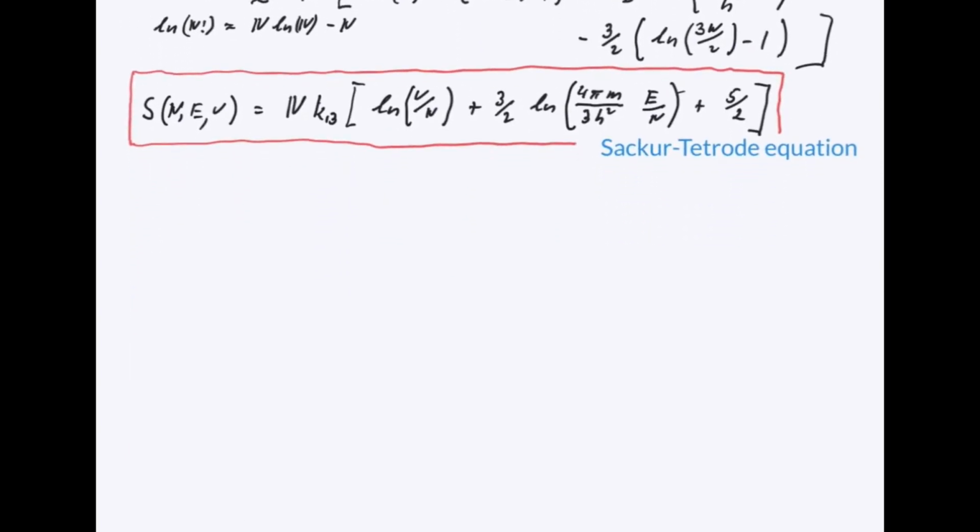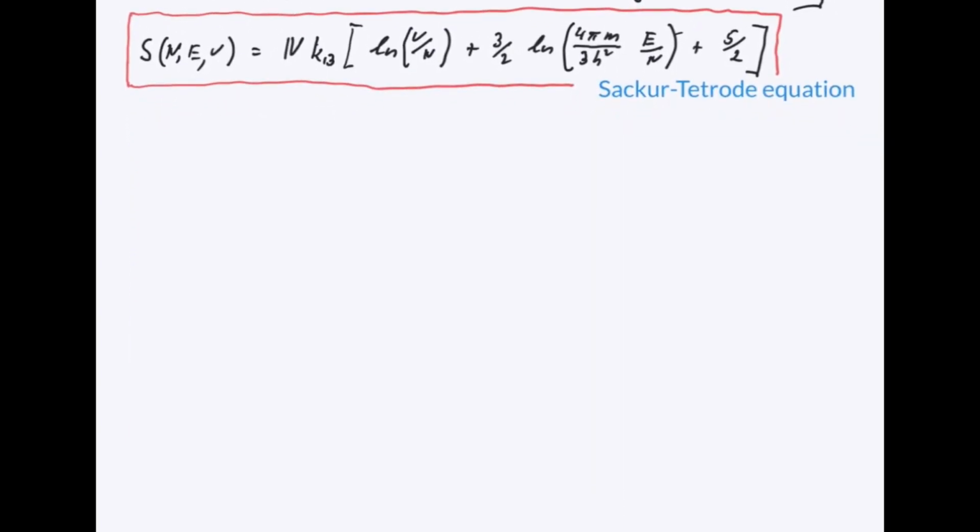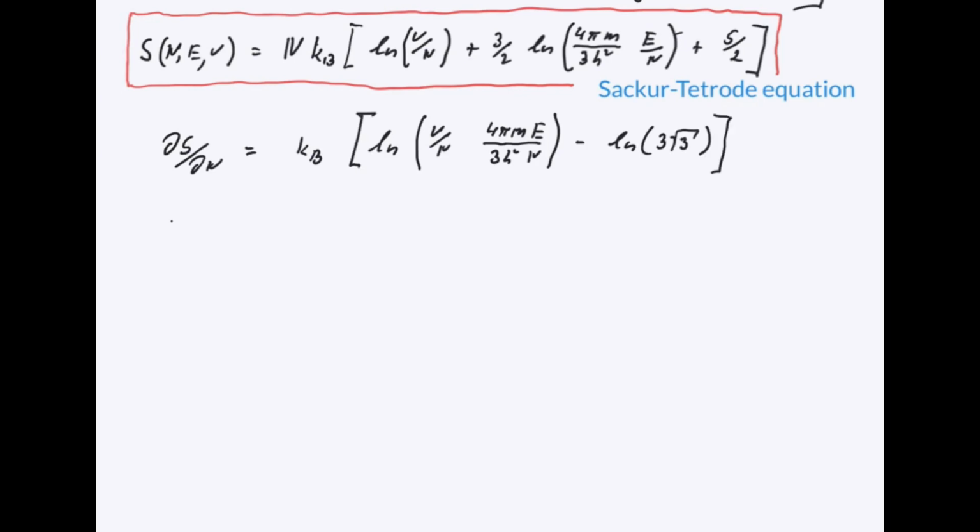If we now want to analyze the equilibrium between two systems, we have to calculate the partial derivatives of the entropy with respect to all the parameters. For the partial derivative of the entropy with respect to energy, we get a very simple equation reading 3N k_B divided by 2E. If we do the partial derivative with respect to the volume, we obtain k_B N divided by V. And for the partial derivative with respect to the number, we obtain a somewhat more complicated equation.